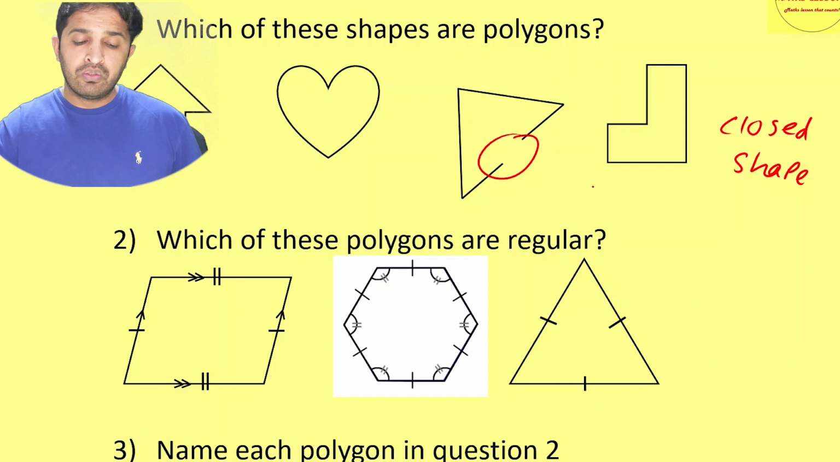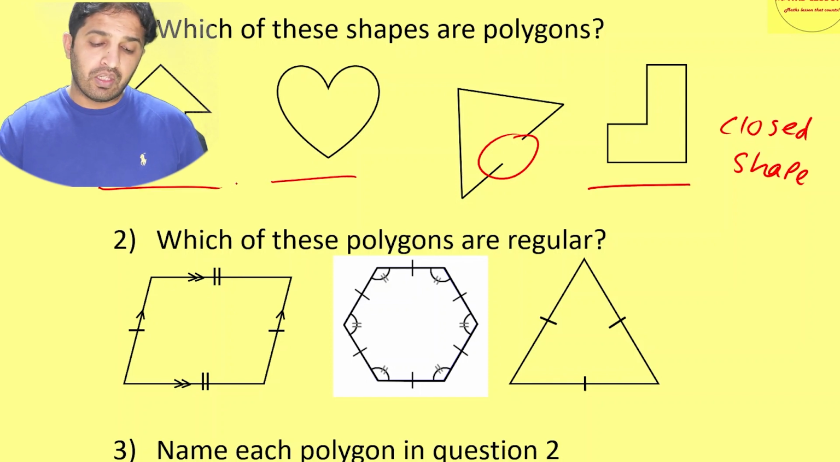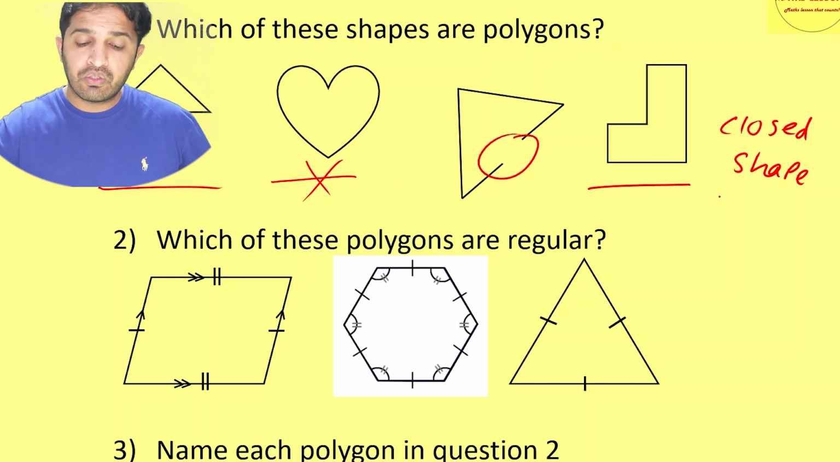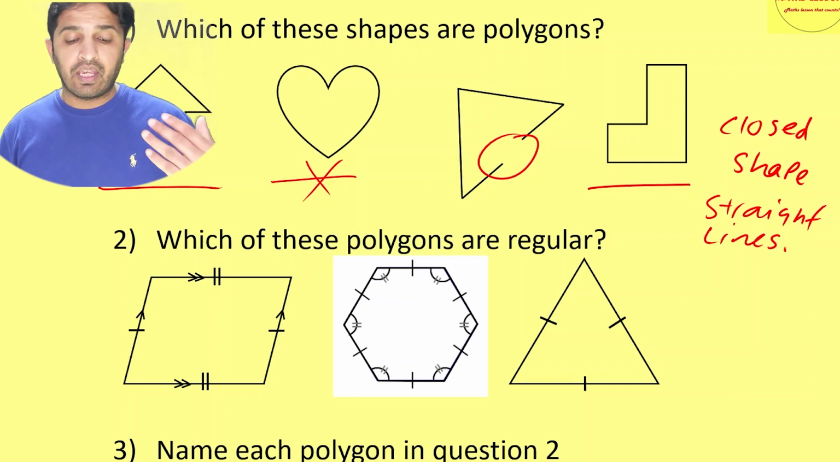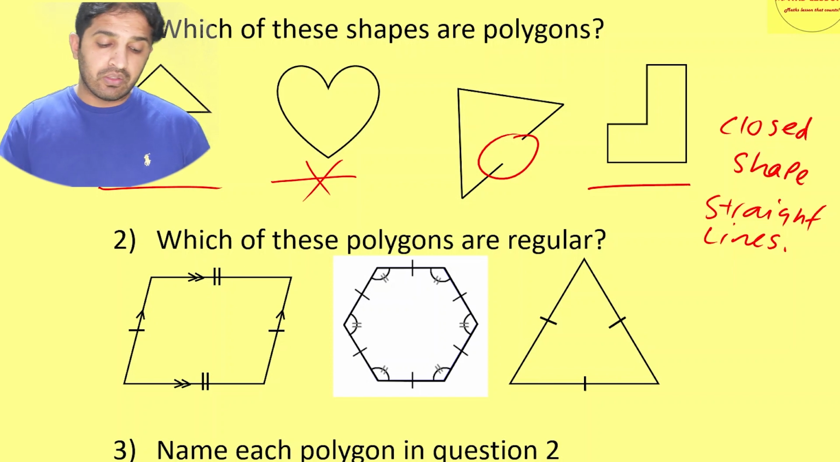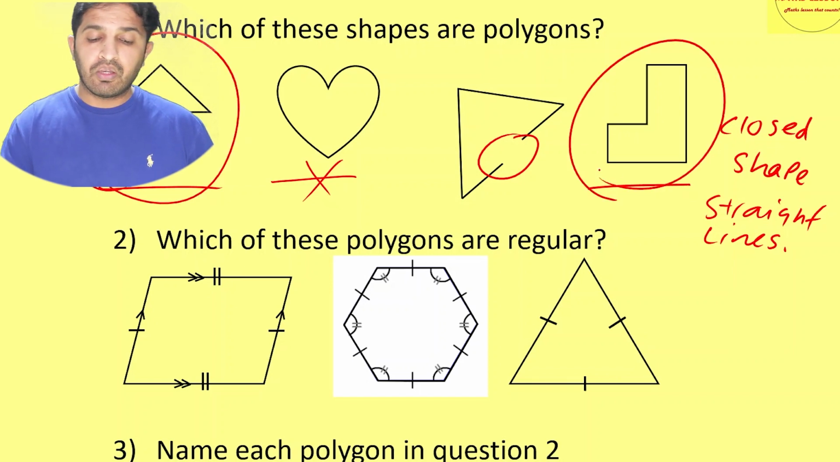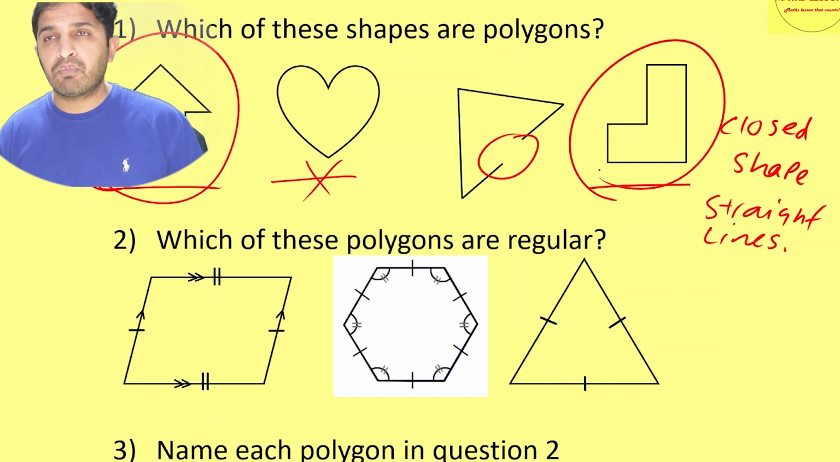So we've got 3 closed shapes, 1, 2, and 3. That's not a polygon either. Why is that not a polygon? Because a polygon has to have straight lines. Straight lines and a closed shape, then it's a polygon. So that's a polygon and that's a polygon. That covers the definition of a polygon.